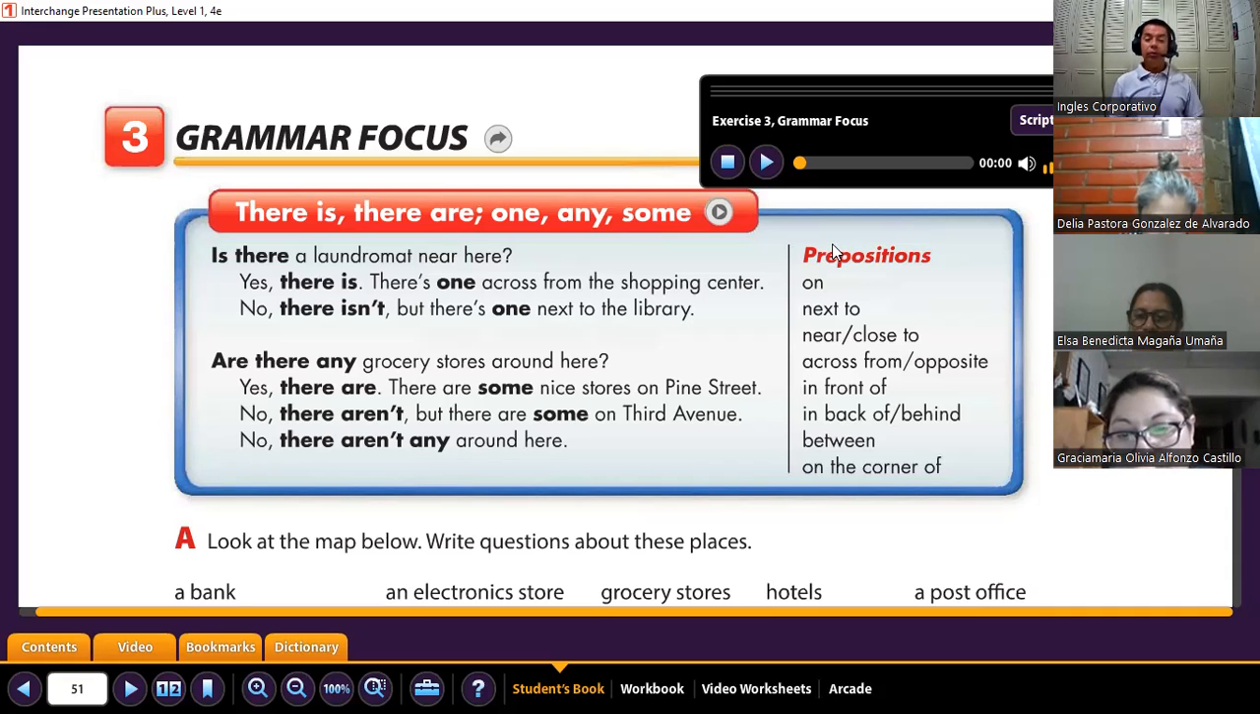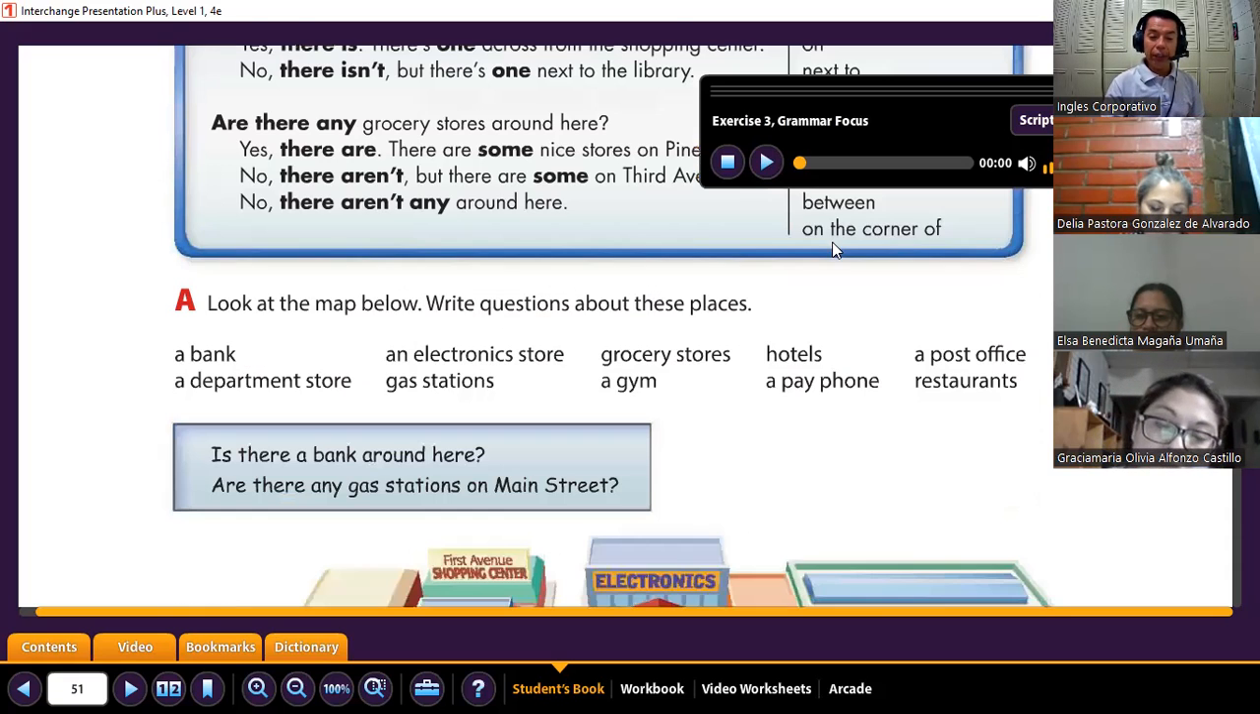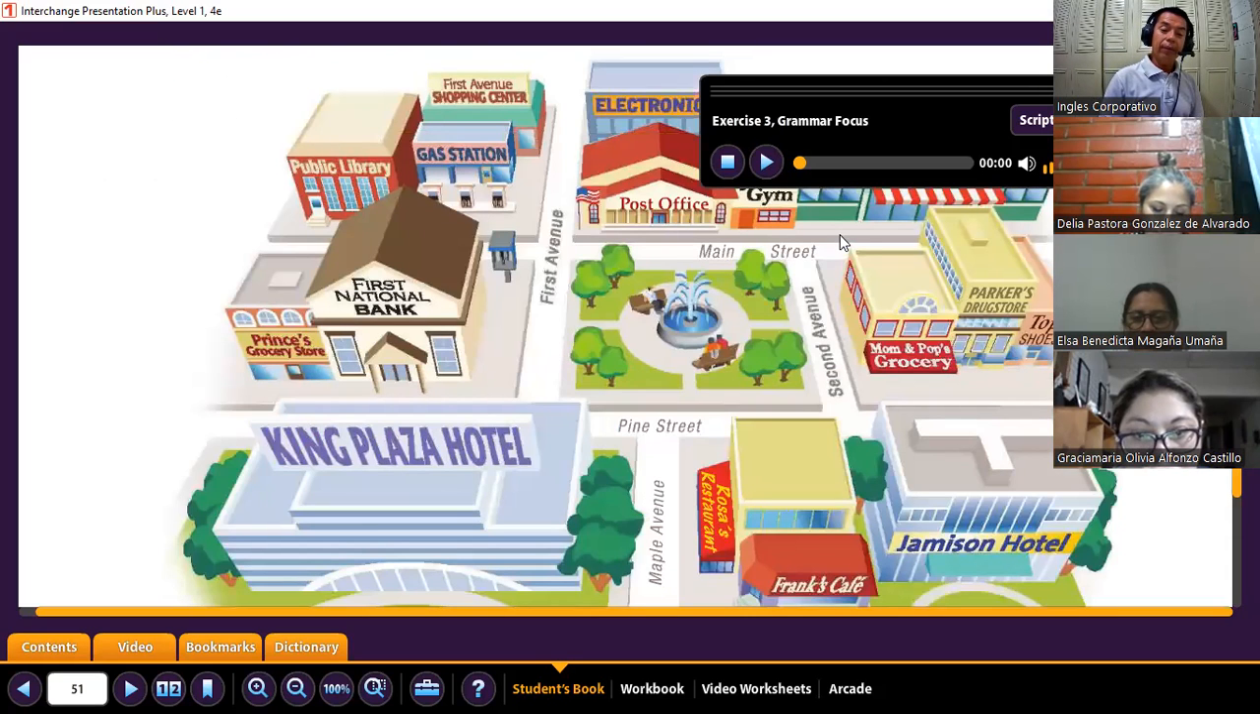No questions? Okay. Now, let's work. It's time to work. Now it says, look at the map, right? And you're going to say if there are these places in the map, for example, a bank, a department store, an electronic store, a gas station, grocery store, et cetera, right? Okay, in this map. What are we going to do? I'm going to reduce the size. Vamos a bajarle el tamaño.